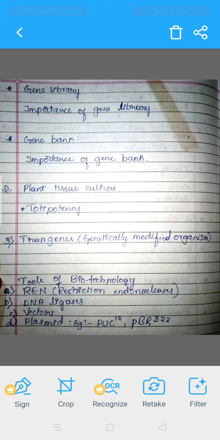The former requires nicotinamide adenine dinucleotide as cofactor and the latter requires ATP as cofactor to join the cut ends of DNA. And the slicing and splicing are very important in gene transfer technology. And the third one is vectors.